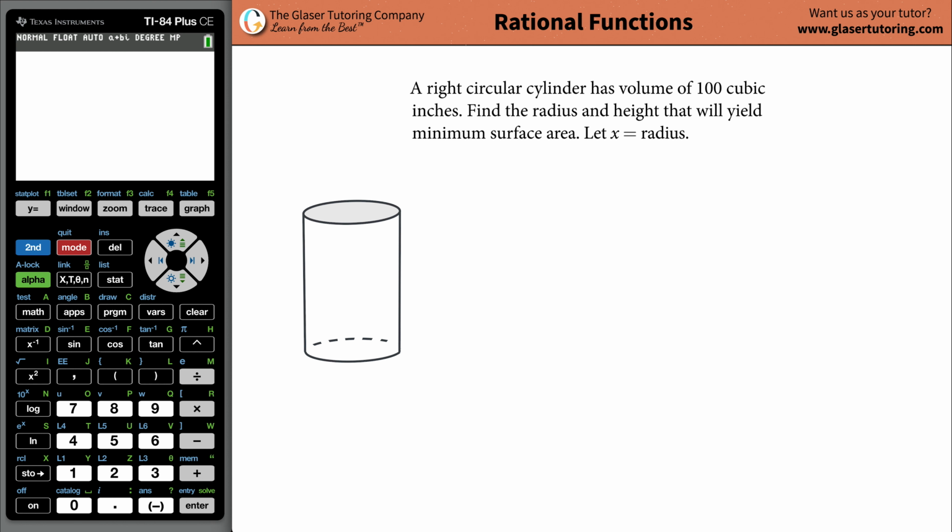Howdy-ho, it's Andrew here, and today I'd like to teach you how to find the radius and height that will minimize the surface area of a right circular cylinder. So let's take a look.